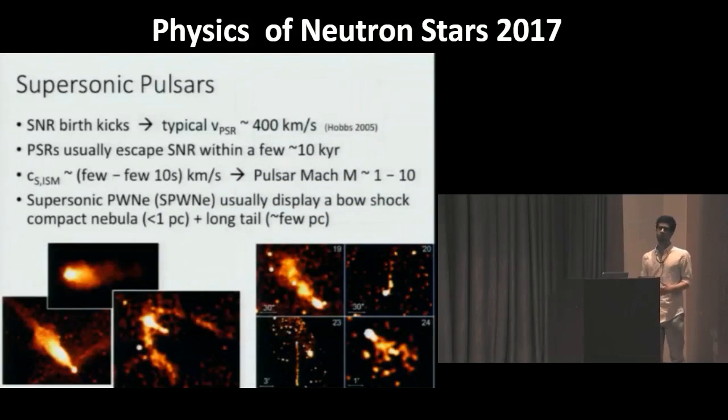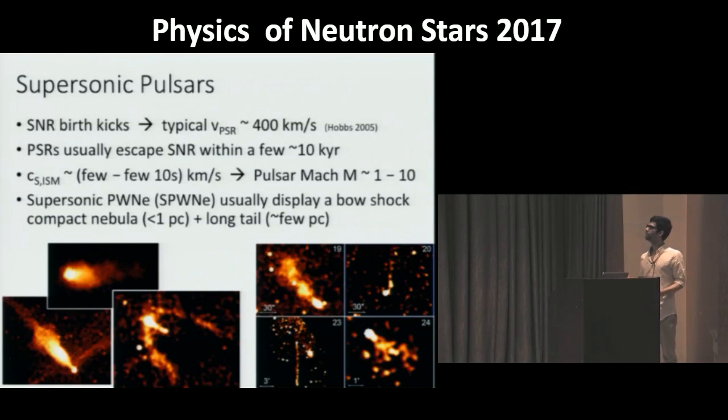So supernovae typically give pulsars a birth kick on the order of 400 kilometers per second, although some are as slow as 50 and some are as fast as 1,000 kilometers per second or more. So this means pulsars usually escape their supernova remnant within a few tens of kiloyears. ISM speeds of sound can vary from a few kilometers per second to a few tens, even 100 in some cases. So typically Mach numbers are on the order of 1 to 10, although they can be higher.